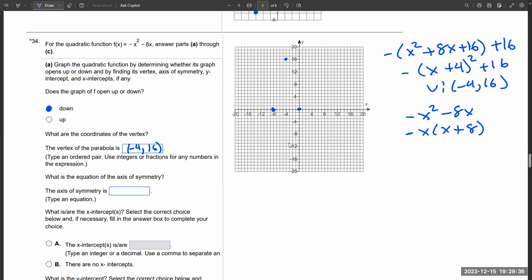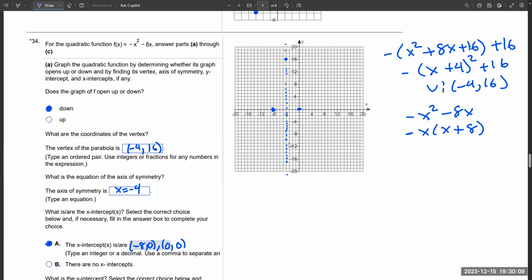The equation of the axis of symmetry is x equals -4. That's this line right here. You're not actually going to make that part of your graph, but that's just to show things are symmetric here. So you see that this point is 4 to the right and that's 4 to the left. The x-intercepts are at (-8, 0) and (0, 0).